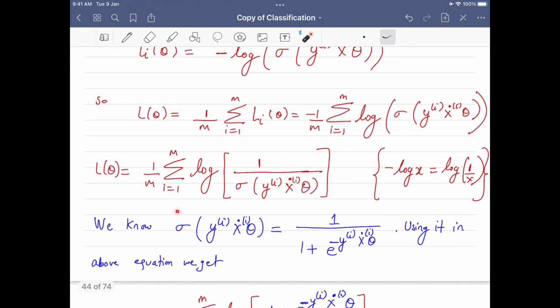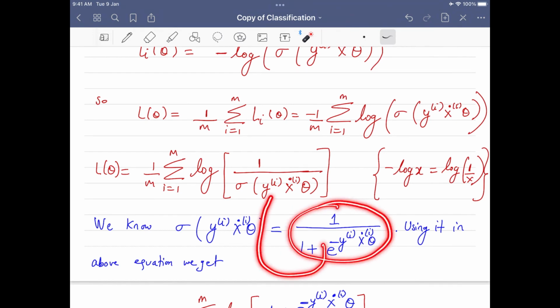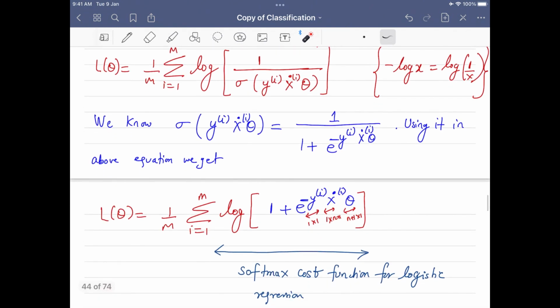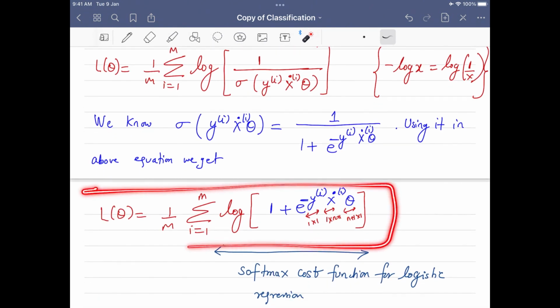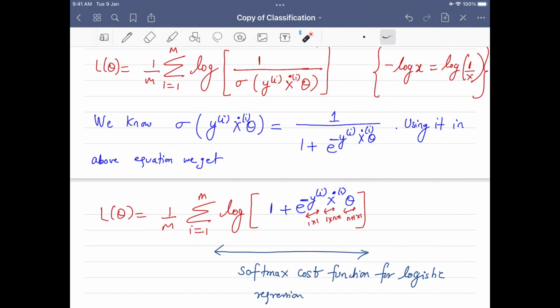And you know that sigma, if you put this argument inside, is nothing but 1 upon 1 plus e to the power minus this. You know this is easy, right? Sigma x is nothing but 1 upon 1 plus e to the power minus x, so I am just substituting this argument instead of x. So you can write this expression, and once you substitute it here, what you get is this. This is the loss function for the labels ranging from minus 1 to 1.